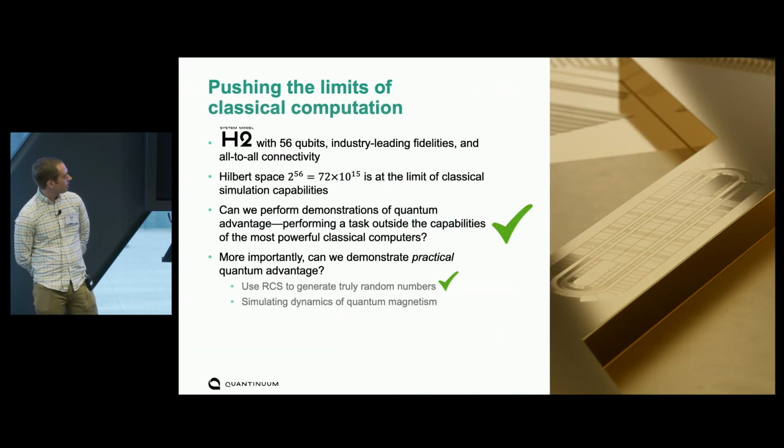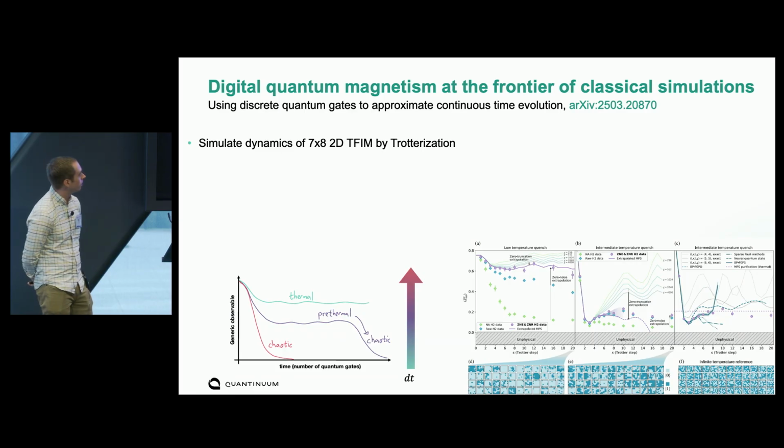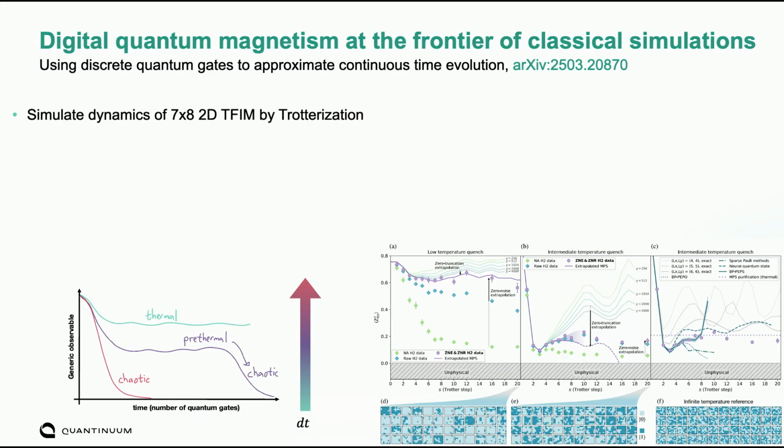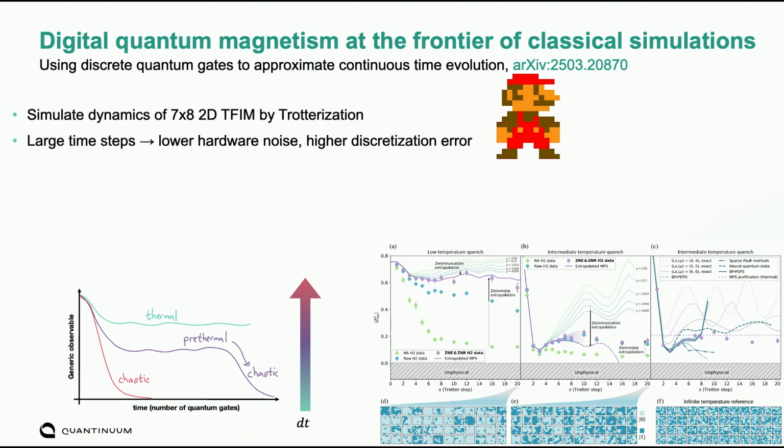And so the second example that I have is what we heard about on Monday, where we simulated the dynamics of quantum magnetism. And so I won't go over all the details again since Ellie explained it so well. But just to refresh your minds, what we did is we simulated the dynamics of a 7x8 2D transverse field Ising model using trotterization. And so since we were doing this trotterization, we had this kind of Goldilocks problem, where if we had large time steps, there wouldn't be a lot of hardware noise from the gates, but we would have a large discretization error. And so that's kind of similar to if you had some image that doesn't have a lot of pixels.